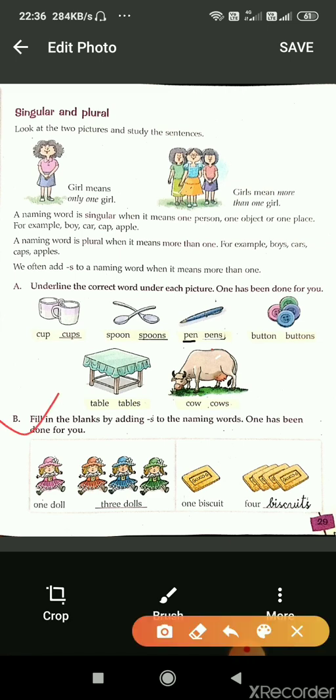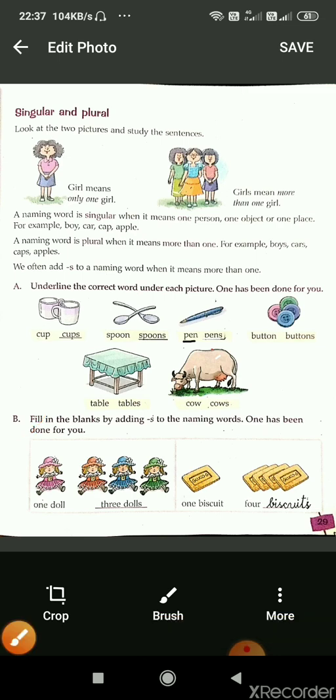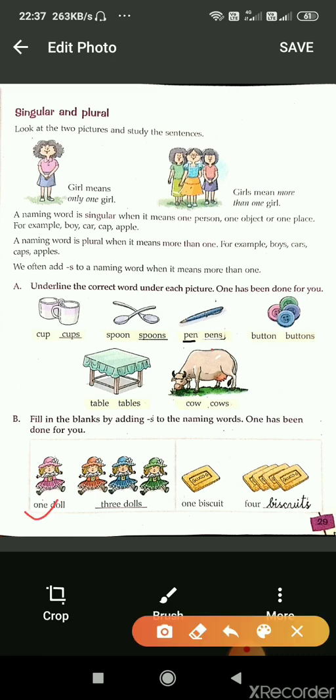Fill in the blanks by adding S to the naming words. One has been done for you. Here in this question we have to change singular form into plural by just adding S. See the first one, here is one doll. So the plural form will be by adding S to the word doll.